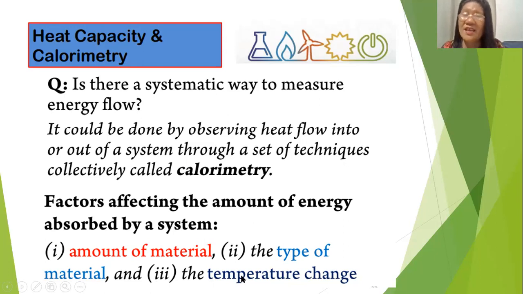Meaning, is the temperature change high? Is the initial low compared to a high final, or is the initial high and the final temperature very high? And those are the three factors that affect the amount of energy absorption in the system: the amount of material, the type of material, and the temperature change.